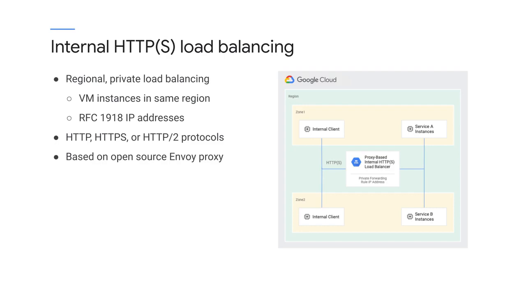Now, Google Cloud's internal HTTPS load balancing is a proxy-based regional Layer 7 load balancer that also enables you to run and scale your services behind an internal load balancing IP address. Backend services support HTTP, HTTPS, and HTTP2 protocols. Internal HTTPS load balancing is a managed service based on the open source Envoy proxy. This enables rich traffic control capabilities based on HTTPS parameters. After the load balancer has been configured, it automatically allocates Envoy proxies to meet your traffic's needs.